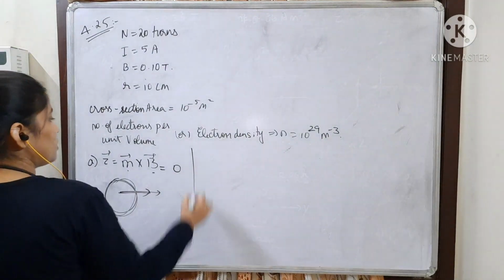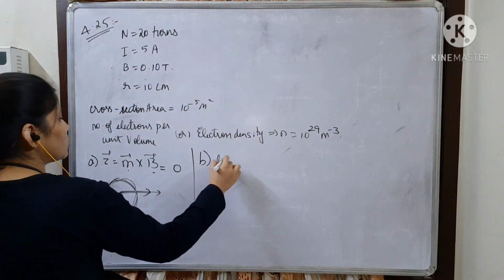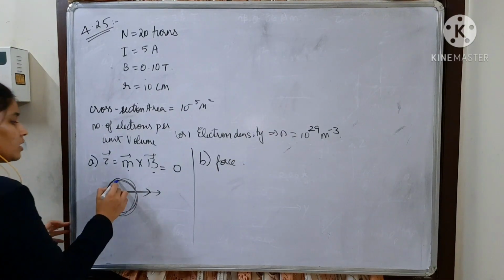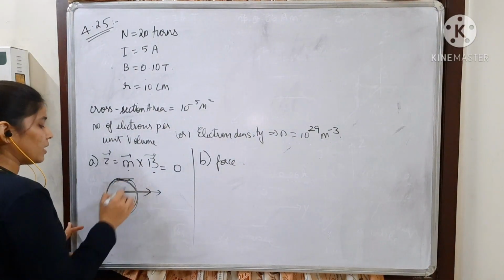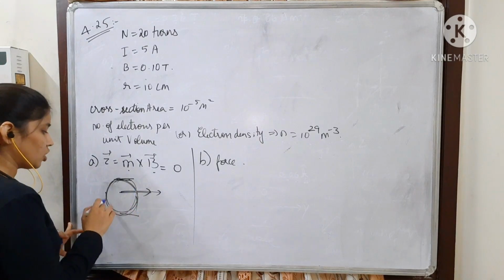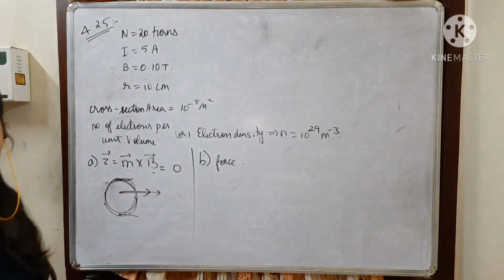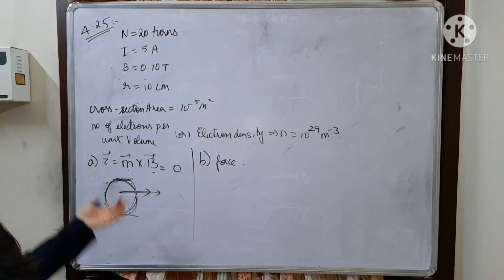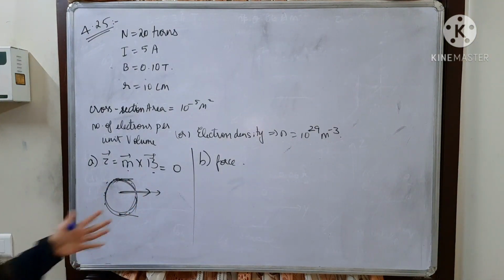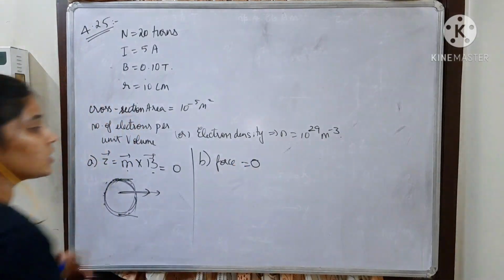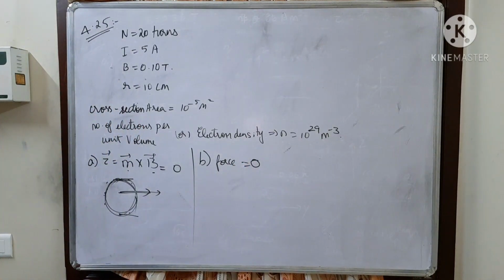Then the B portion, they are asking what is the force acting on the coil. So the force acting on the coil will be in such a way that the forces will be equal and opposite in direction along every diametrically opposite element. So for every diametrically opposite element, the force acting on it will be equal and opposite. So it will cancel everything. Therefore, the net force acting on the coil will be equal to 0.